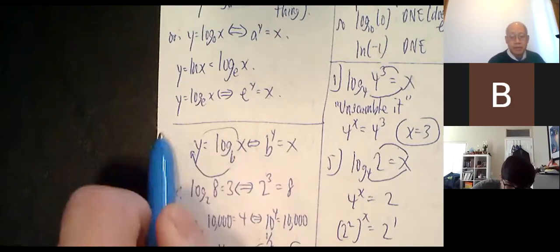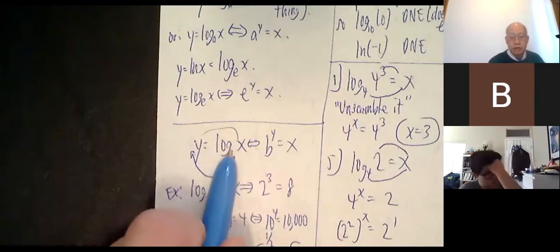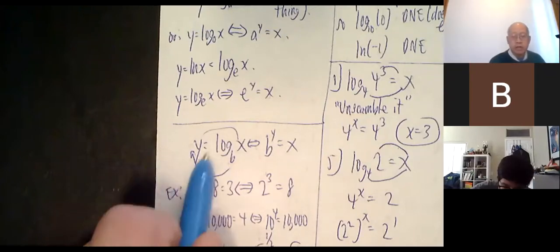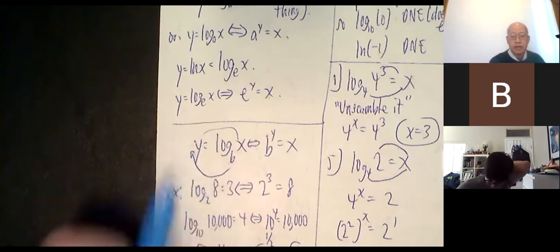Okay, the equal sign might be switched too. So the log base b of x might be on this side. You still start with the base, cross the equal sign for the exponent, and come back in for the result. Okay, so here's some examples.